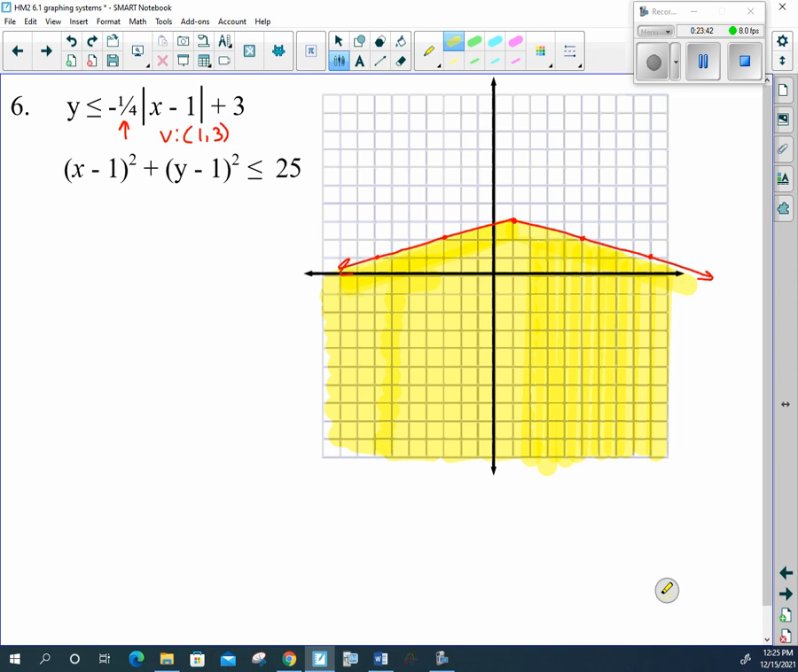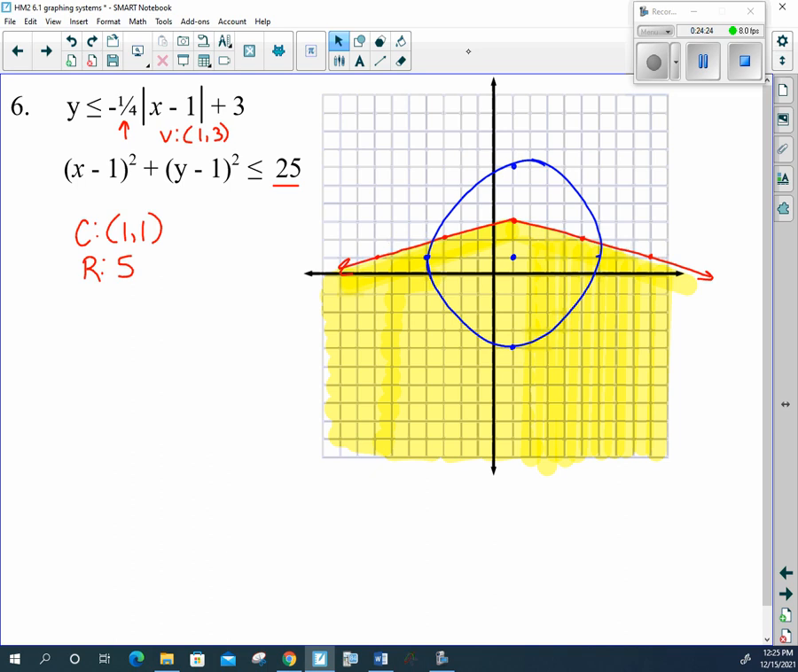Okay, so now we're going to graph our circle. So the center of our circle is 1, 1, and the radius is 5 because it's a square root of 25, so radius is 5. So 1, 1 is right here, and then a radius of 5, 1, 2, 3, 4, 5. Okay, and then sketch your circle in. Okay, so that's not a very good looking circle, sorry. Hopefully yours looks a little bit better than mine did.